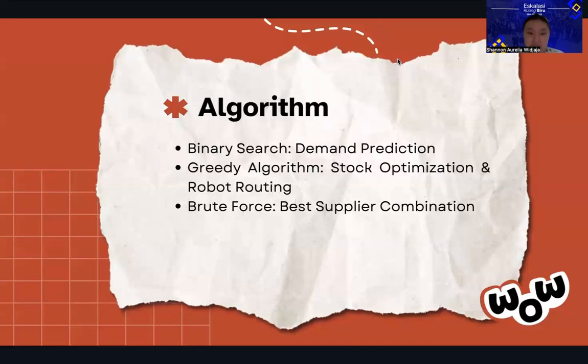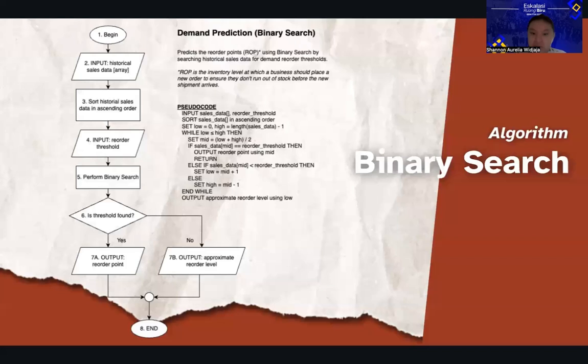The next part is the algorithm. It uses three algorithms: binary search, greedy algorithm, and brute force. Now, this solution is divided into four parts: demand prediction, which uses binary search, stock optimization and robot routing, which use greedy algorithm, and best supplier combination, which uses brute force.